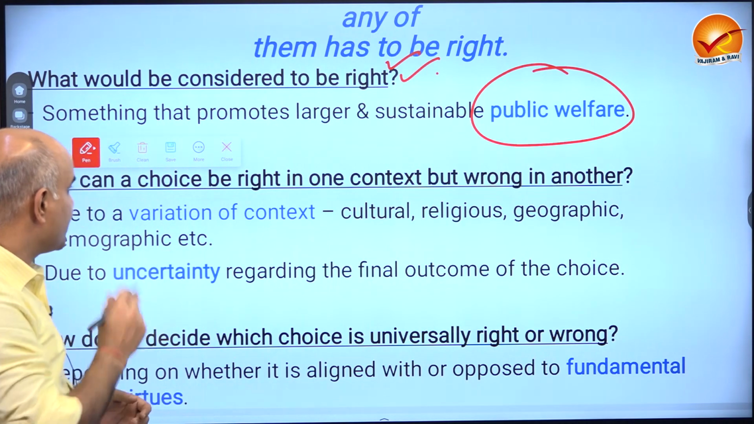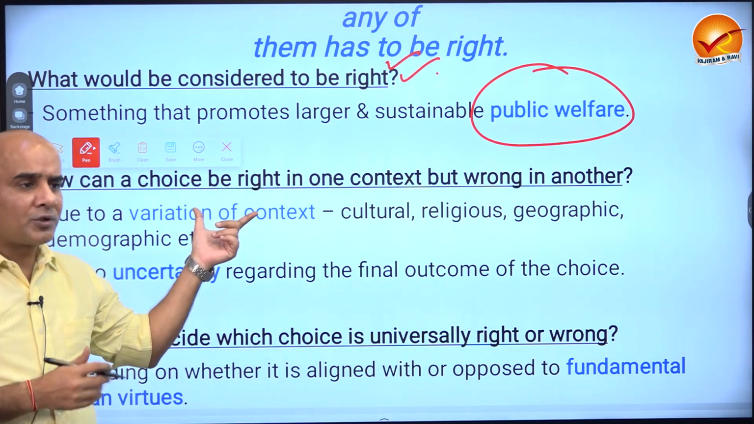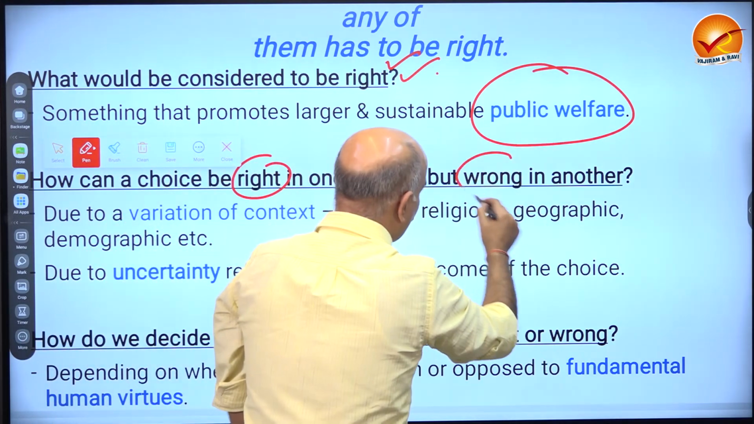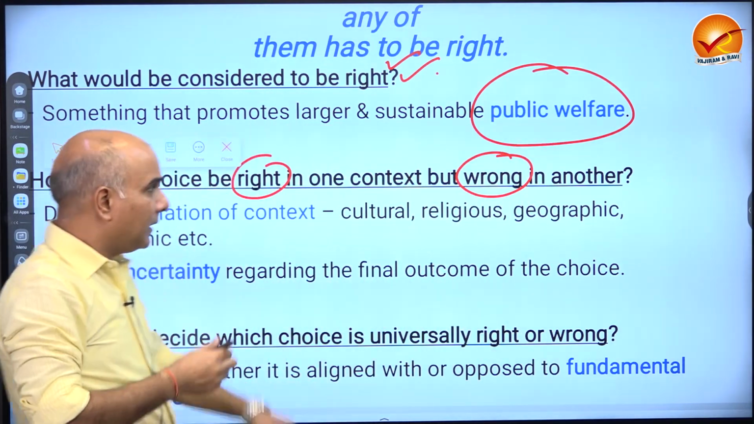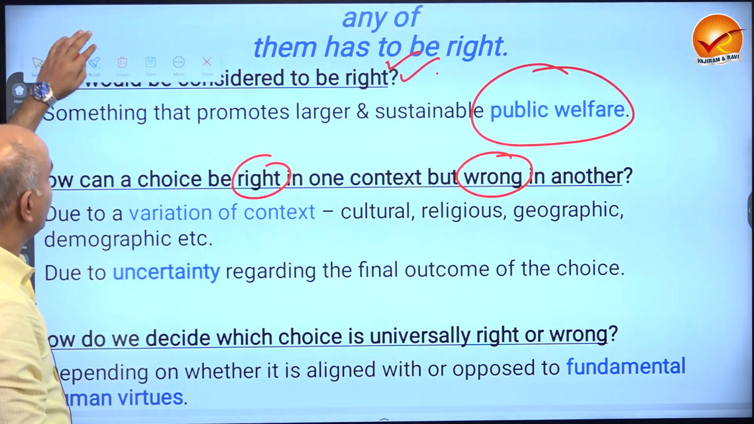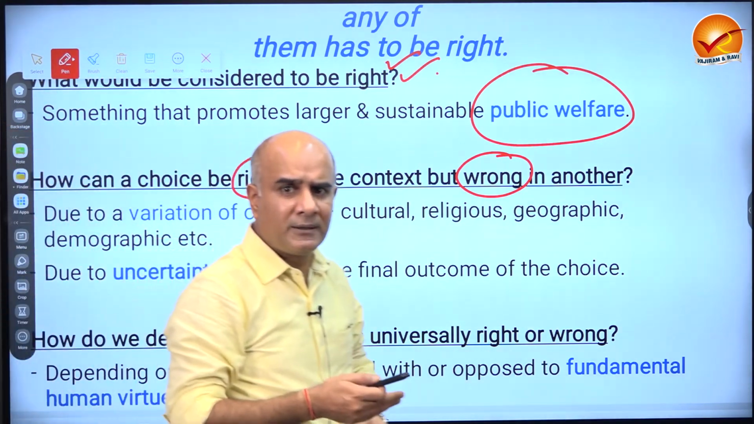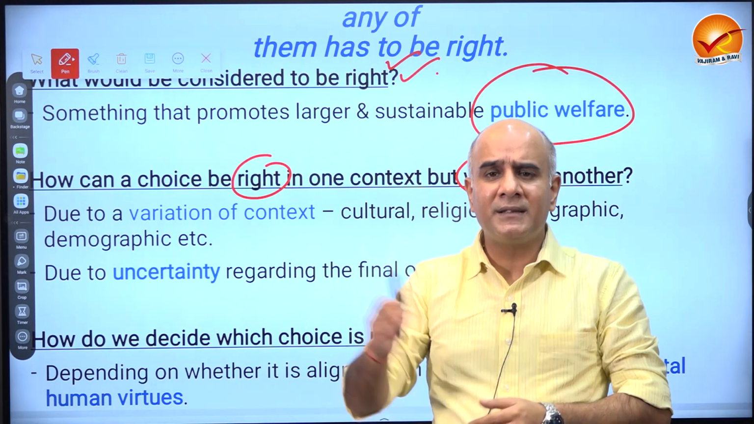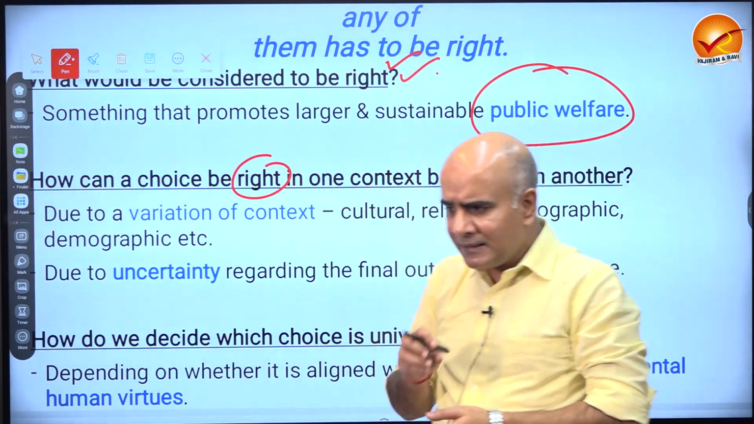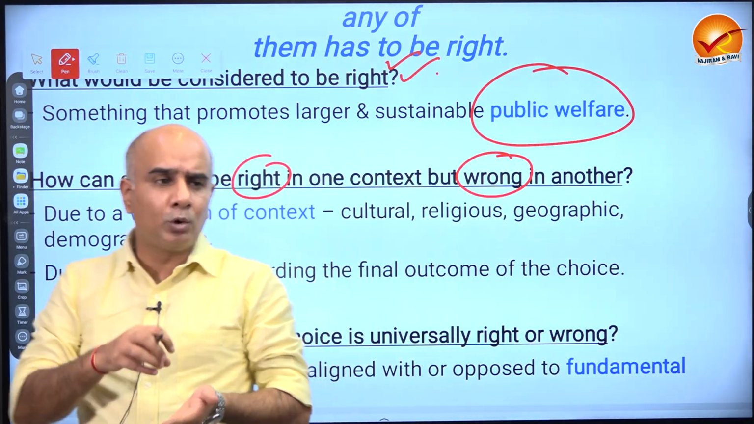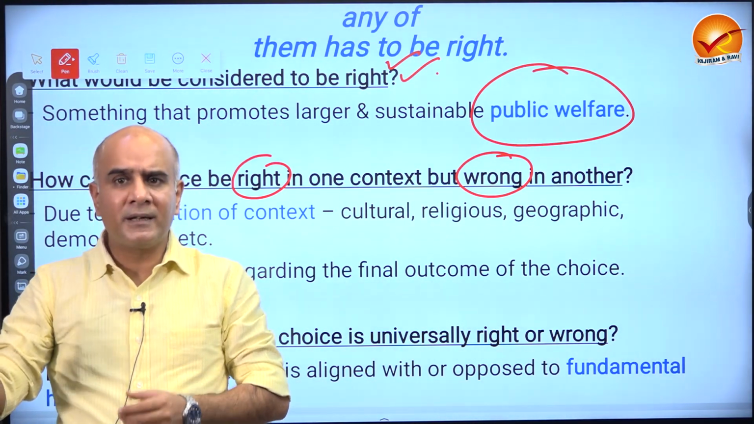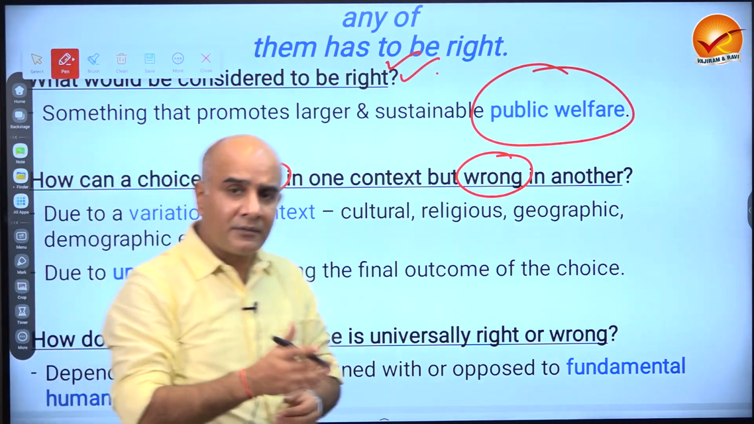That brings up the second question. Why would a choice, or how can a choice, be considered right in one context but wrong in another? A decision that you are taking, someone else might not. You might believe that this is the right decision to take. India, for example, decides to develop atomic weapons and then nuclear weapons. Is it correct for a peace-loving country to develop weapons? India says yes, because we'll use them only as a credible deterrent. Many other countries say no.